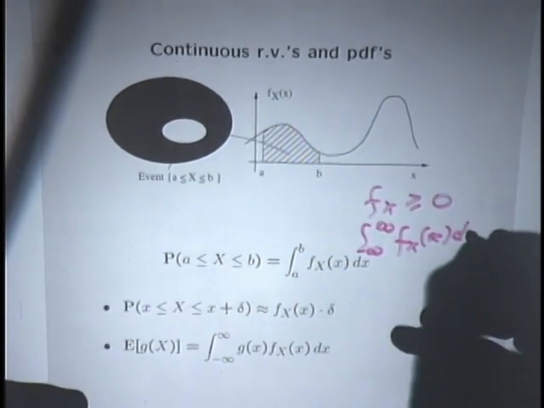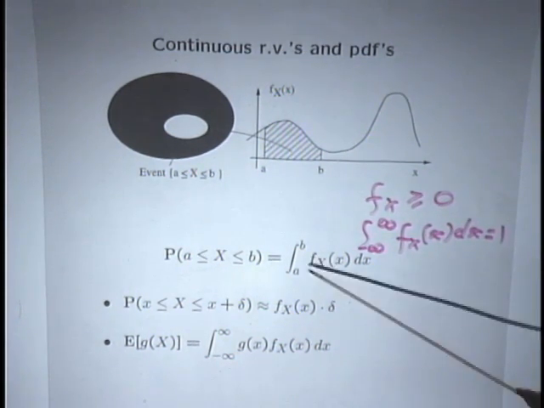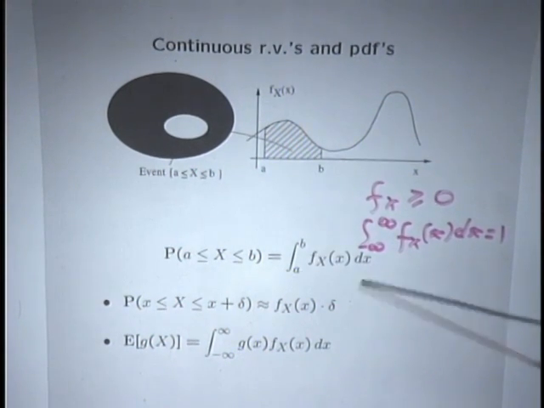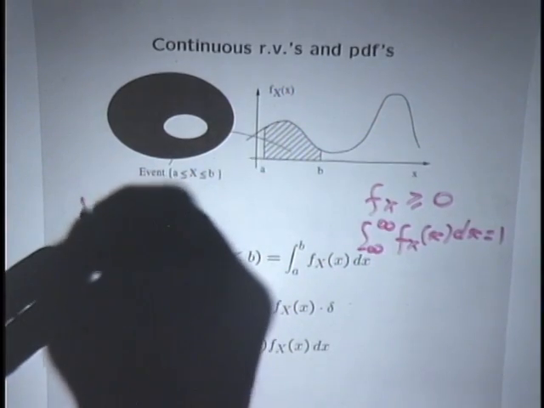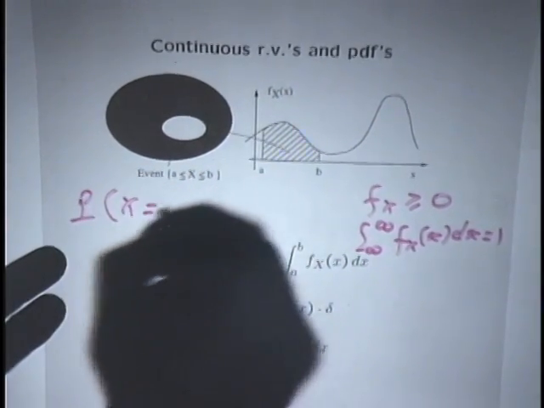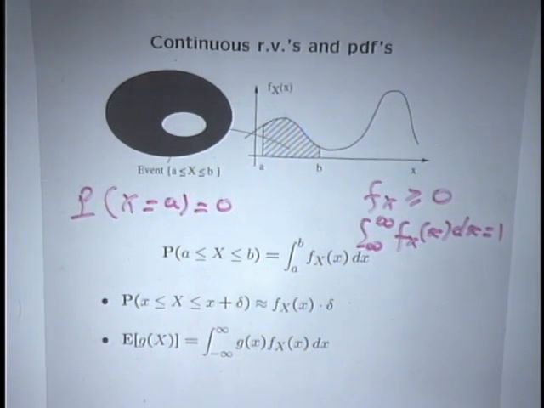So the integral, when you integrate over the entire real line, has to be equal to 1. That's the second property. Another property that you get is that if you let a equal b, this integral becomes 0. And that tells you that the probability of a single point in the continuous case is always equal to 0. So these are formal properties.